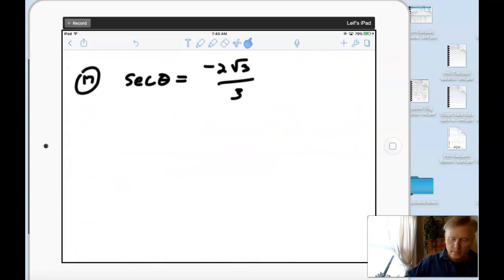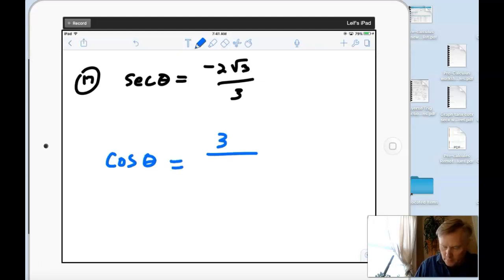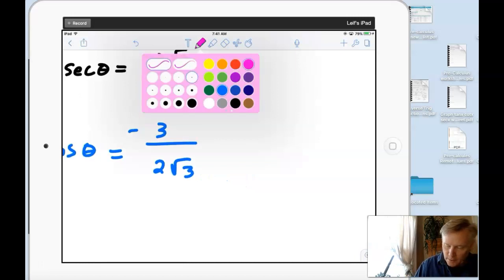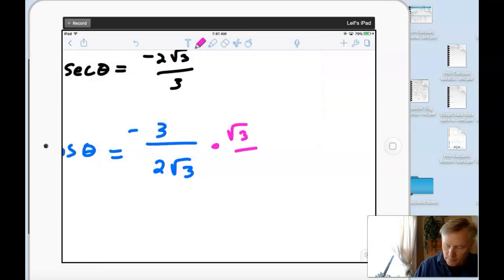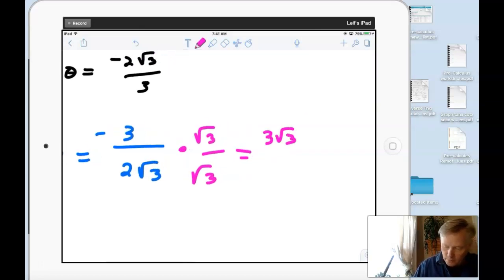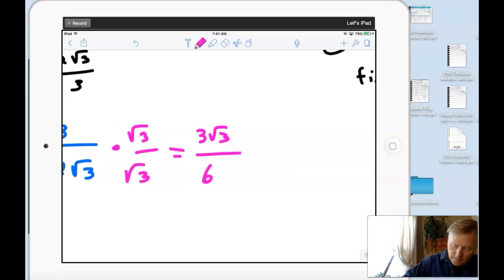Number 17. This one's tricky. So if I flip it upside down, and I work with the cosine, because the secant and cosine are inverses, I get 2 square roots of 3 here. Now I want to get rid of that radical in the bottom of the fraction. So in order to do that, I'm going to multiply top and bottom by square root of 3 over square root of 3. And what I get is 3 square roots of 3 over... square root of 3 times square root of 3 is 3, and 3 times 2 is 6. And then I can reduce that, which gives me 3/6 is 1/2. So square root of 3 over 2.